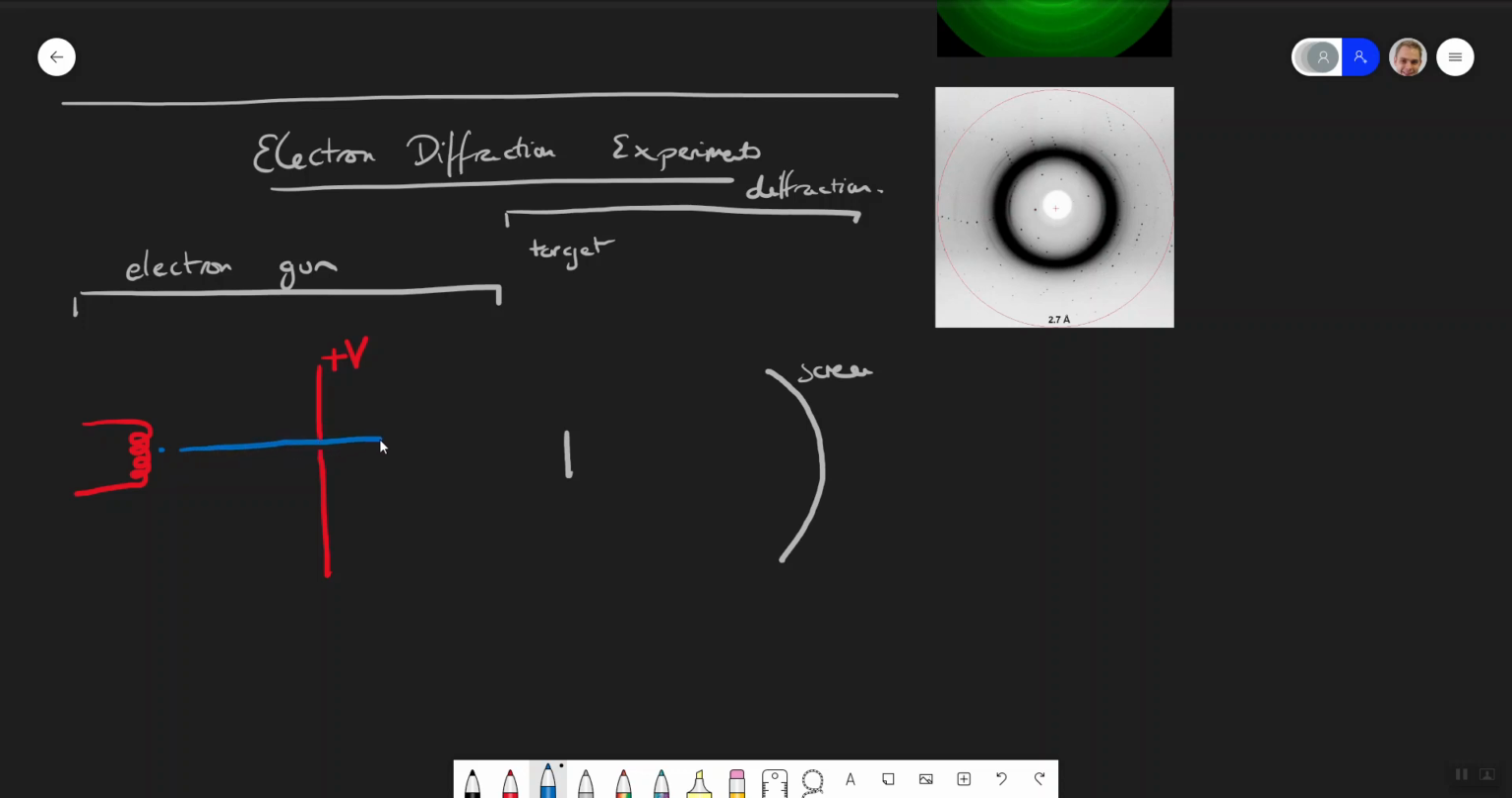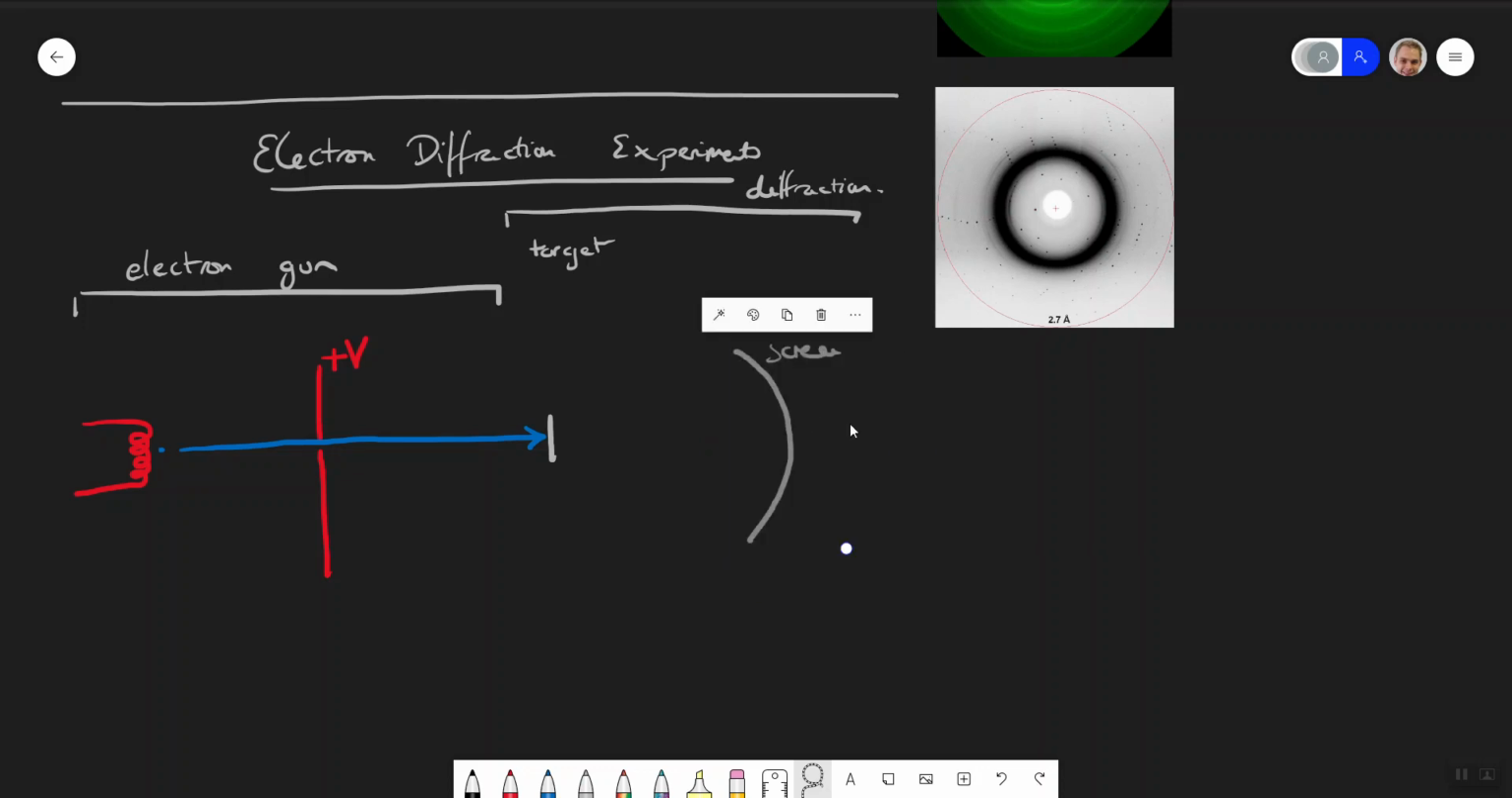Now, some of them will hit the plate, but others will go straight through because that's a completely straight line. And they will gain kinetic energy as they go across this potential difference. We'll deal with that in a moment. They will then strike the target, which is a thin atomic slice, and we will then get diffraction at various angles.